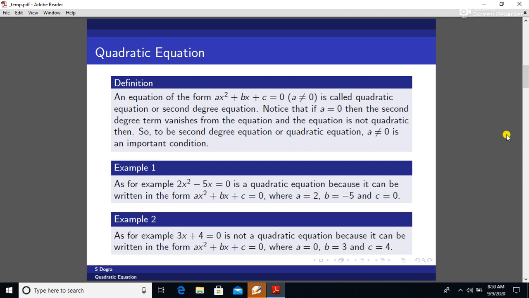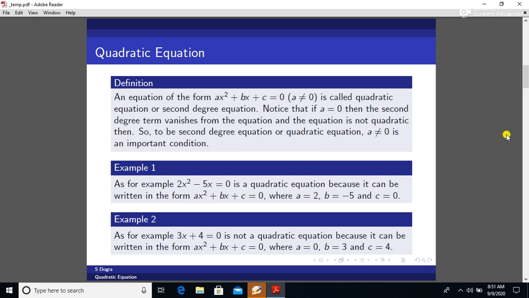Now I come to example 2. 3x + 4 = 0 is not a quadratic equation because it can be written in the form ax² + bx + c = 0, where a = 0, b = 3, c = 4. Since a = 0, therefore 3x + 4 = 0 is not a quadratic equation.